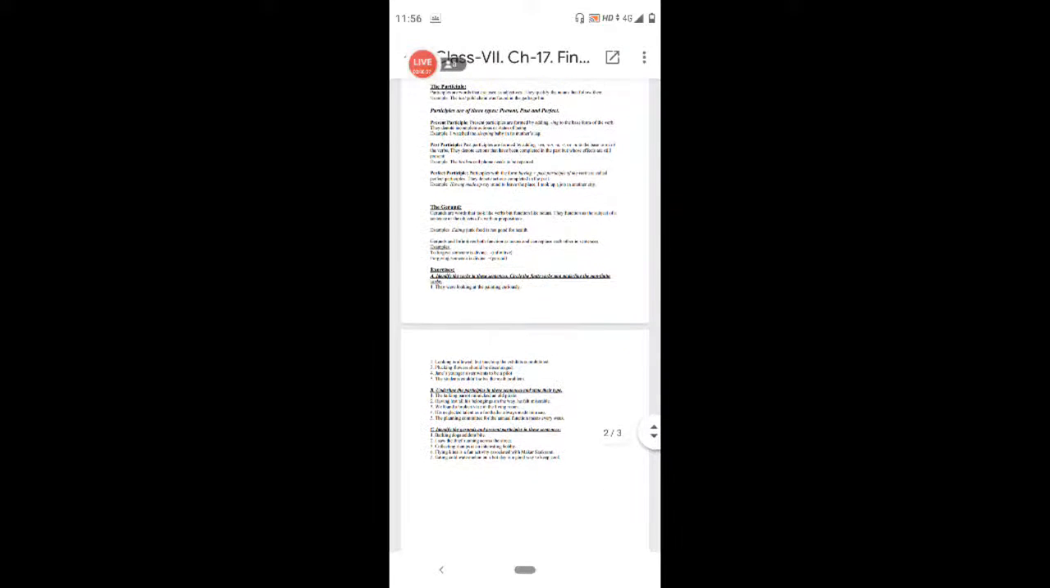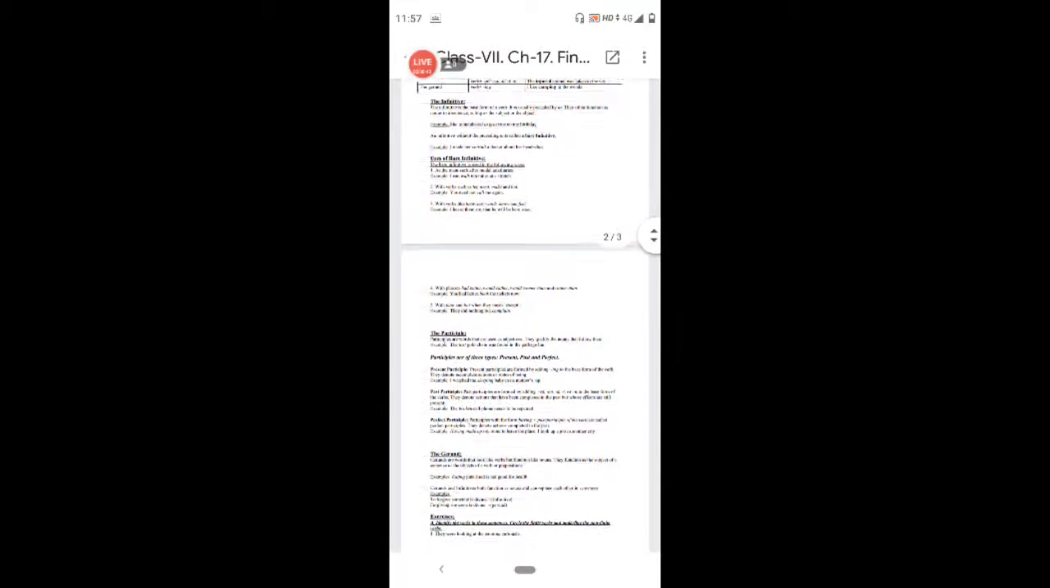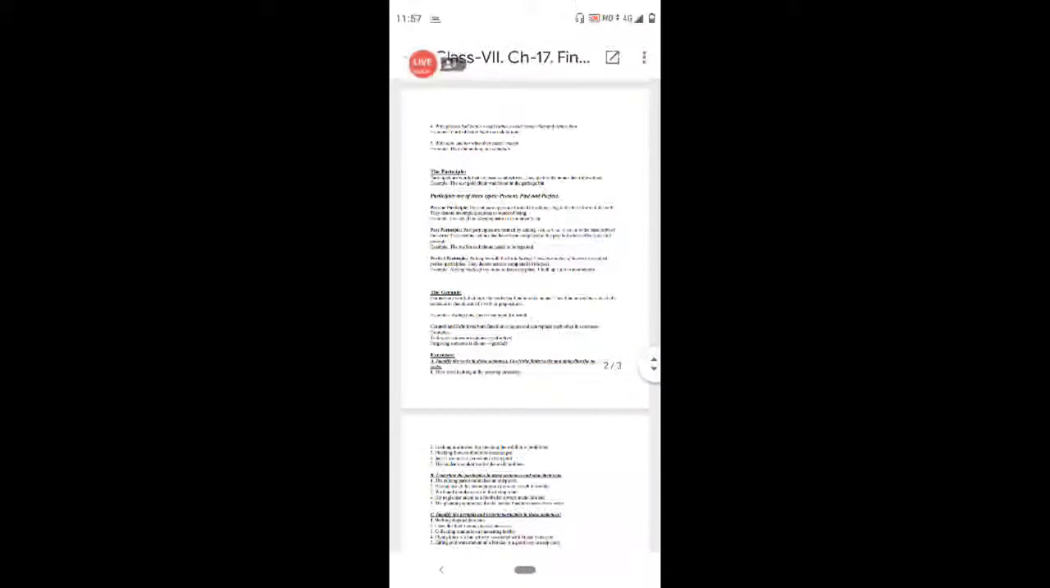So gerunds and infinitives both function as nouns and can replace each other in sentences. So infinitive is also used preceded by to. So both function like nouns. Examples are like, to forgive someone is divine, this is infinitive, and forgiving someone is divine, gerund. So they both are nouns. To forgive is infinitive, forgiving is gerund.